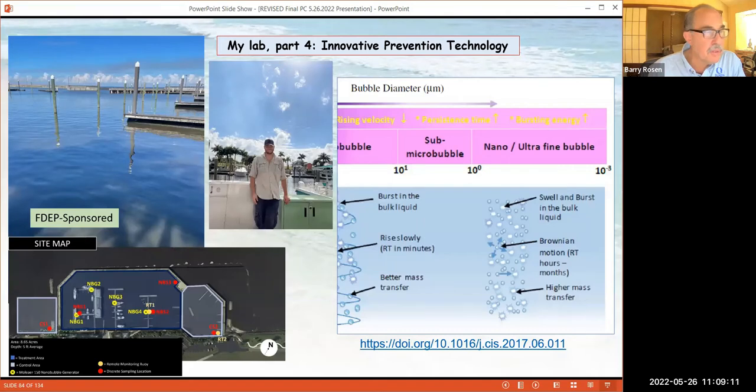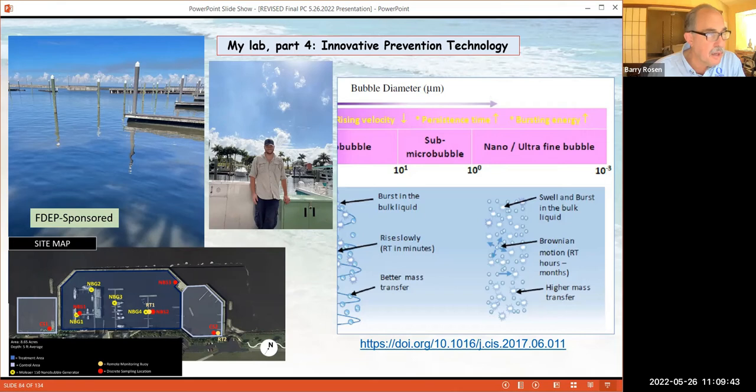So another piece of work that we're doing, under the innovative preventive technology part of FDEP funding, is in the Pahokee Marina, which most of you know. And earlier last year in April, May, it was a total mess. We didn't get in there with our technology trial until September. So here's the marina on the left. It's about 9 acres. And the concept of this is using nanobubbles.